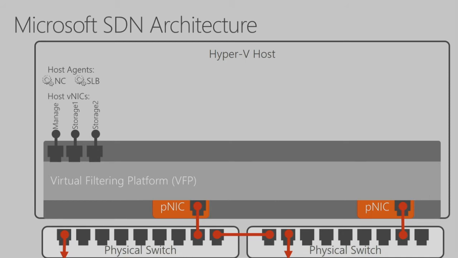This and VFP get installed when you enable Hyper-V, but they're not configured and don't run until you've actually gone and done the configuration. So now the host agents themselves on a single host can't do much unless they're told what to do. For that, we have a new role in Windows called the network controller.